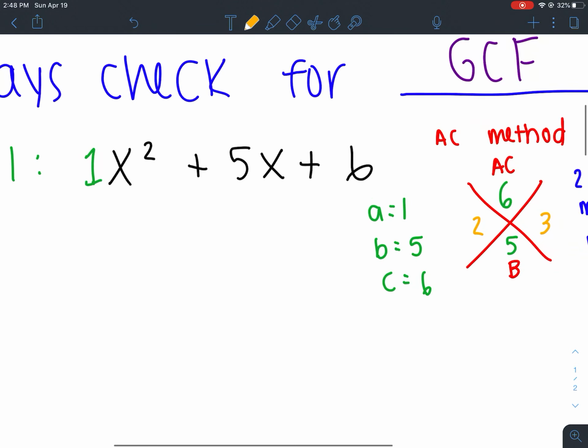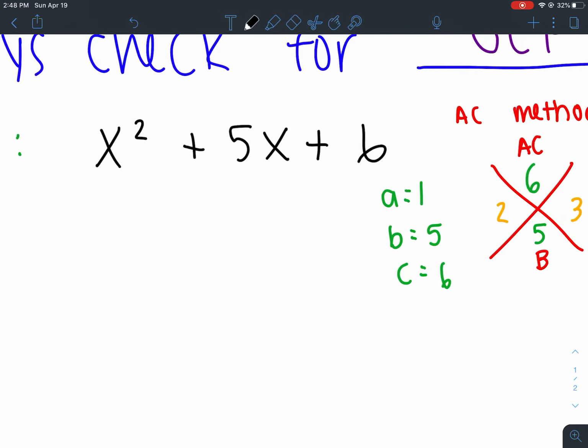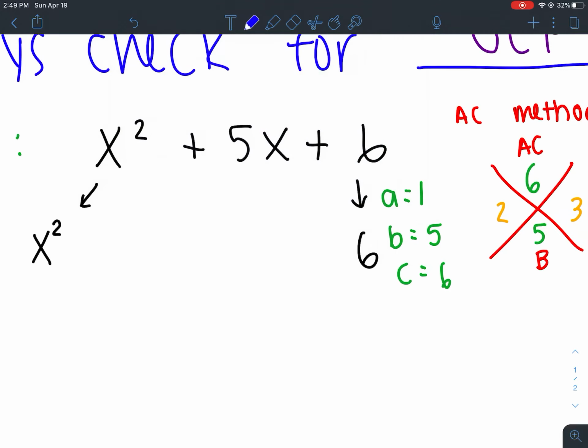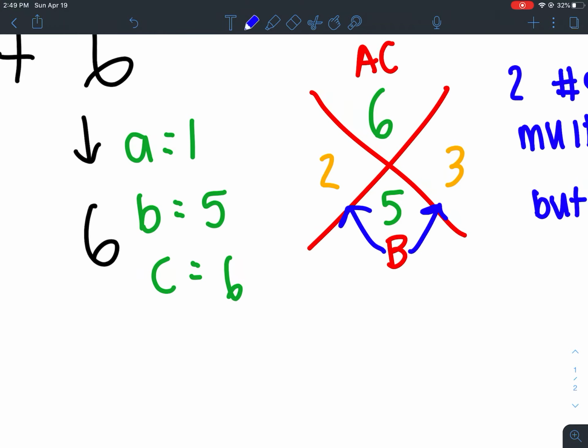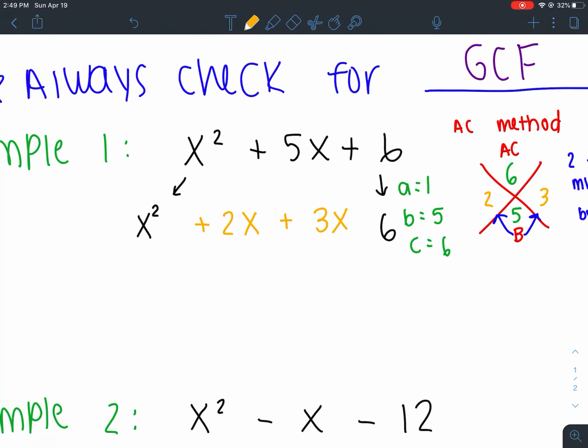So that works perfectly. So now you're going to start back at your trinomial, and the first thing I want to mention is that your first term is always going to stay the same. The x squared stays exactly the same. The 6 stays exactly the same. Why did we do this? Well, the goal here is we're trying to split our b into two different numbers, right? We're trying to split our b here. So our b is going to split up and become 2x and 3x, positive for both.